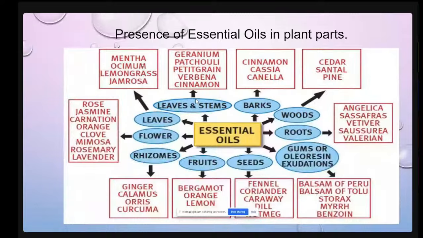And here is the type of essential oil located in a different type of plant.